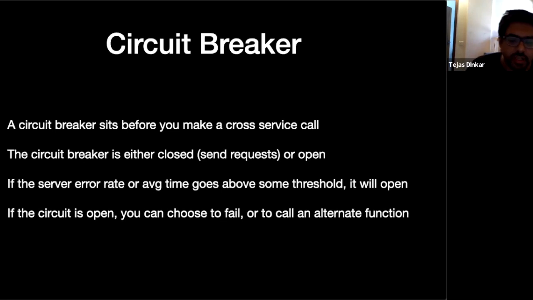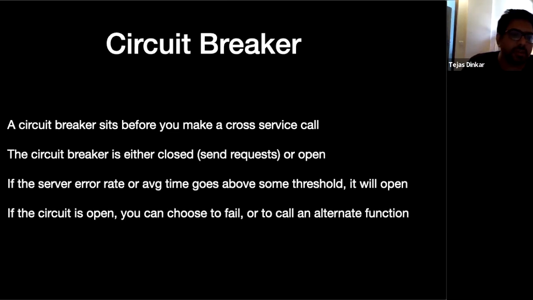In essence, a circuit breaker sits before you make a cross service call. It wraps all your API calls from one service to the other. A circuit breaker is either in the closed state, in which it sends all requests. So if A is making a request to B, when the circuit breaker between A and B is closed, all requests go through. But if the error rate, right?